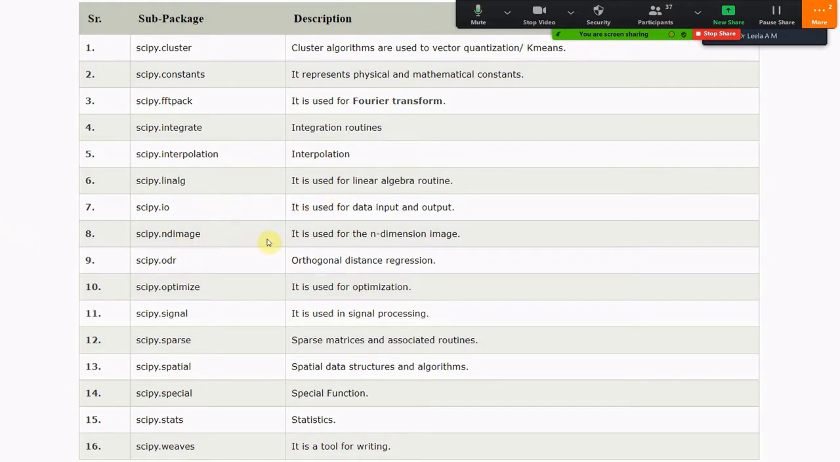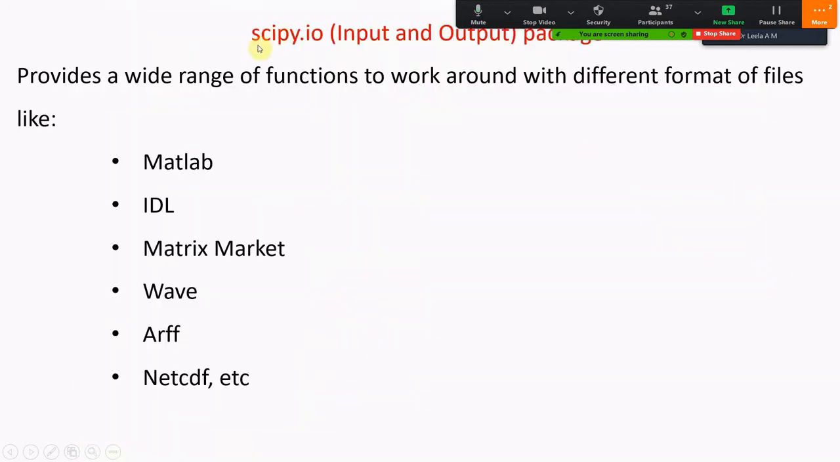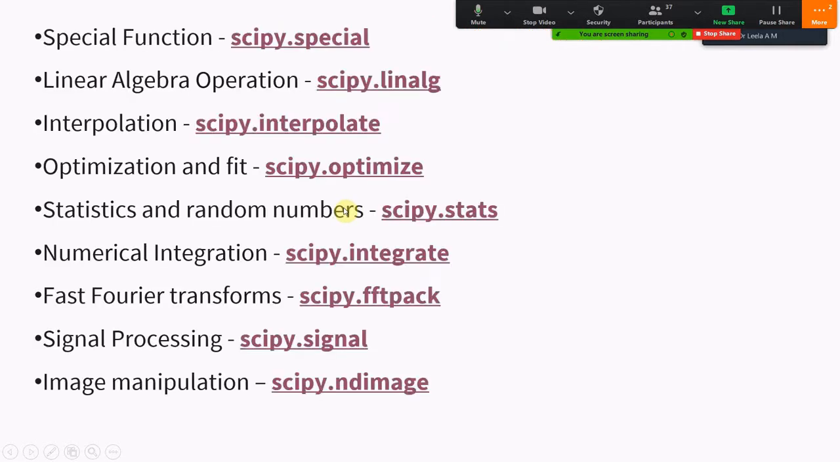So this ND image processing, SciPy.ND n-dimensional image, then optimize, then signal processing, SciPy.signal. Like this, we have various sub packages of SciPy. In that, see, this is SciPy.io, which is used for working with different formats of the files in some of these software packages outside of Python, from which we can either import or export the files and work out.